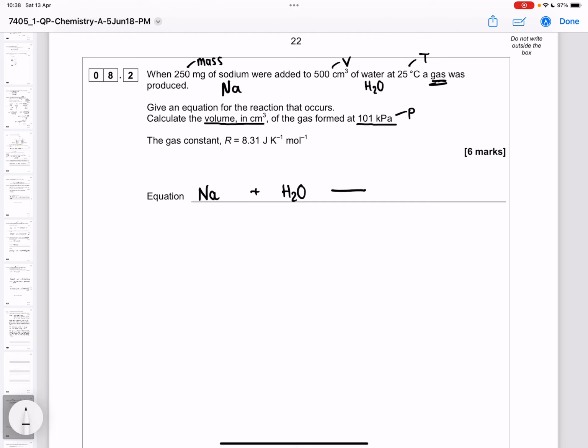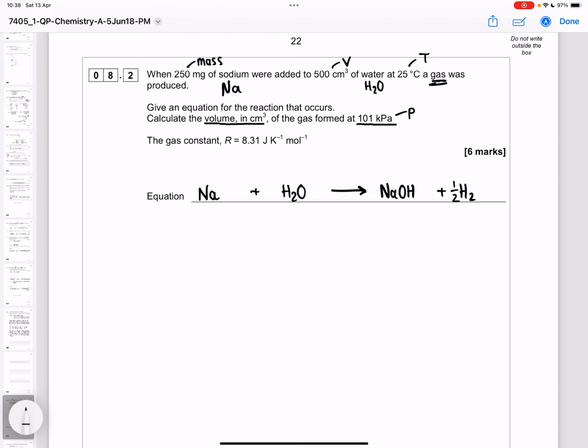So first of all, we have to write an equation between sodium and water. So metal plus water makes the metal hydroxide, and the gas is hydrogen. And we need to balance that equation. So to balance that equation, there's one sodium on each side at the moment, there's one oxygen on each side, but there's 3 hydrogens on the right and only 2 on the left. So I could either put a half in front of the hydrogen gas, or I could double everything else.